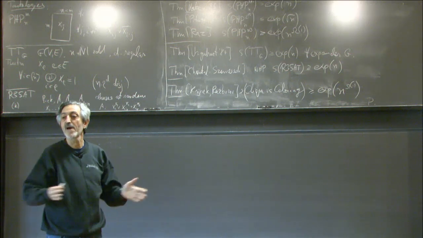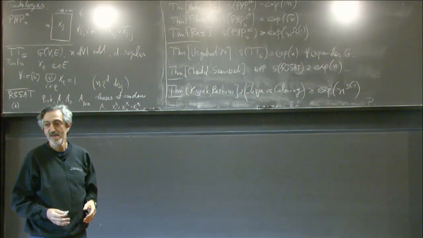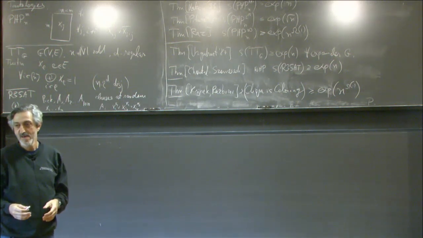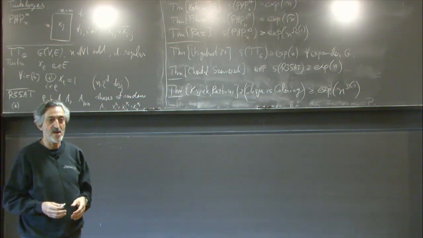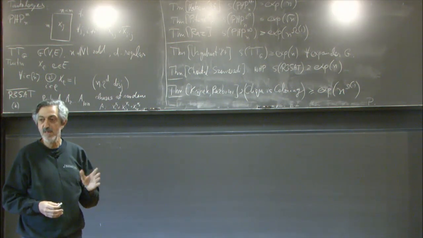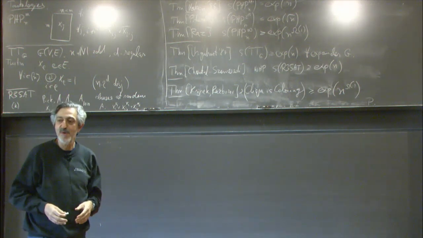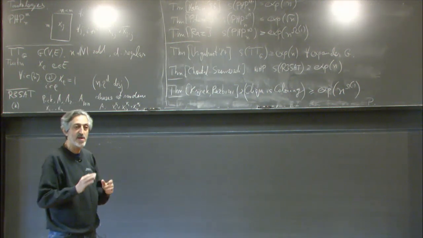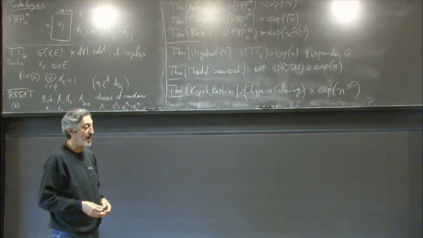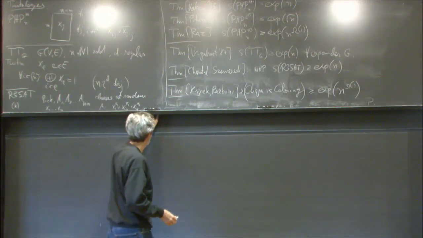If you have a random formula with many clauses, n to the 1.5 clauses, then it can be refuted in polynomial time. I'm not sure it's a resolution proof, maybe it's not, but I think it may be. But if you draw n squared, then you can even do it with resolution. Yeah, so you're right, it becomes easier.